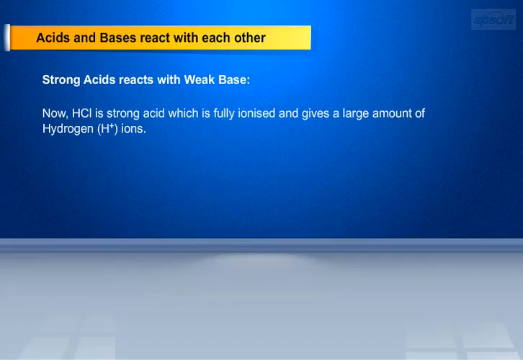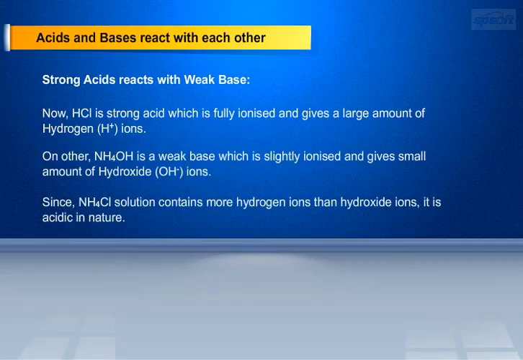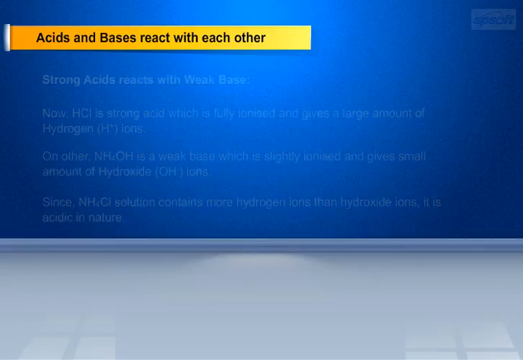Now, hydrochloric acid is a strong acid which is fully ionized, and gives a large amount of hydrogen, that is, H plus, ions. NH4OH is a weak base which is slightly ionized, and gives a small amount of hydroxide, that is, OH minus, ions. Since NH4Cl solution contains more hydrogen ions than hydroxide ions, it is acidic in nature.